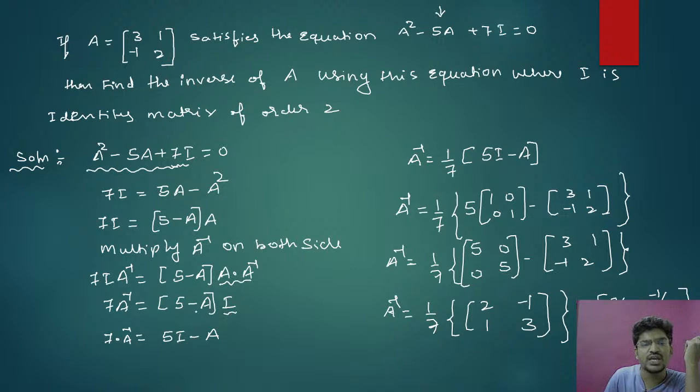So A into A inverse is I. So from that you can just see 5 into I is 5I, minus A into I is minus A, because identity matrix into A is A. Here identity matrix into A inverse is A inverse. Okay, so now 7 into A inverse equal to 5I minus A. A inverse will be 1 by 7 into (5I minus A). Write I as it is and A given. So you simplify it, you will get the answer, okay.